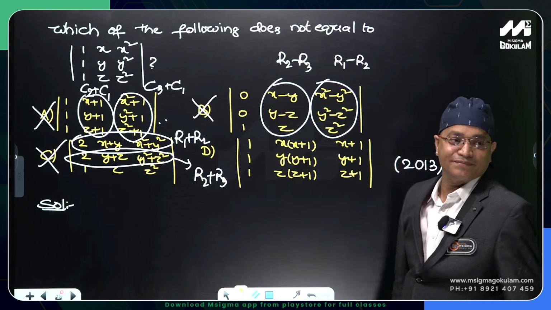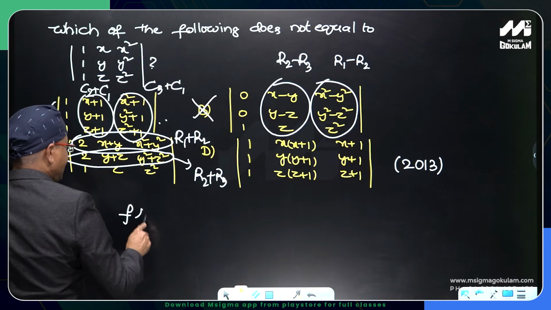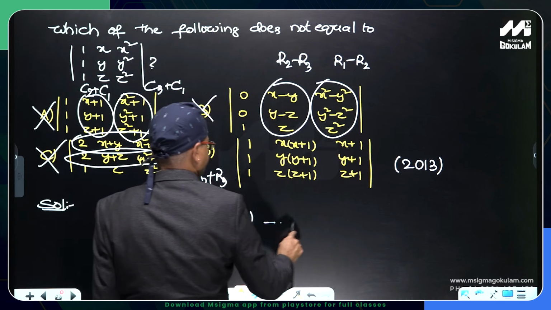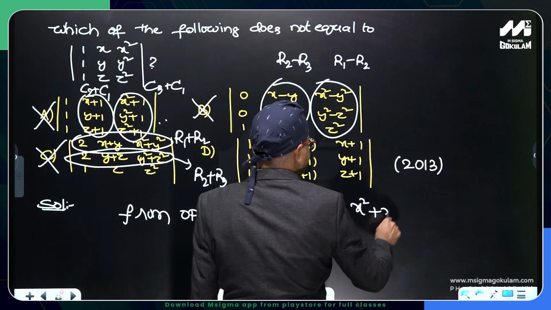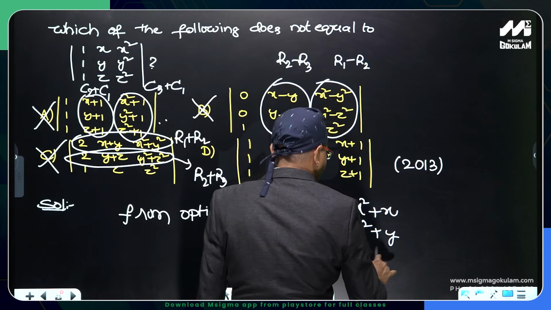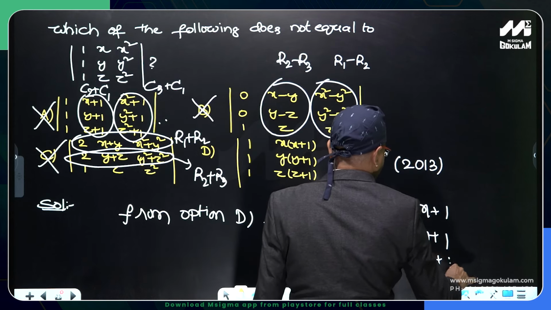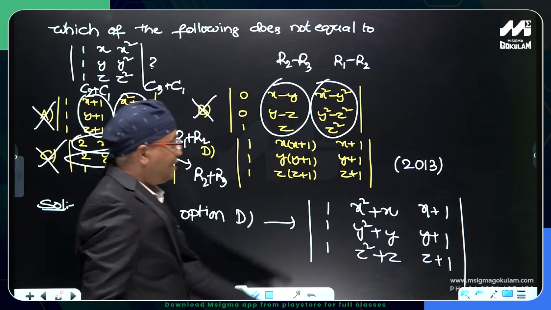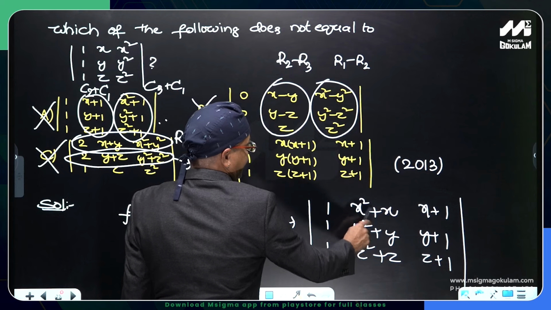Now, how is it false? You observe 1, 1, 1. I am writing separately from option D. This x into x plus 1, I write x square plus x. Y into y plus 1, I write y square plus y. Z into z plus 1, I write z square plus z. Here as usual, x plus 1, y plus 1, z plus 1. You observe, here in the middle x, y, z is there. Here, x, y, z at the last. Here, x, y, z plus x square.